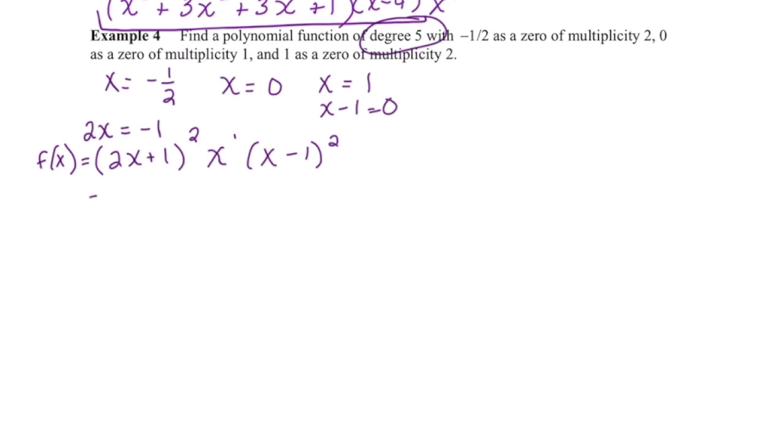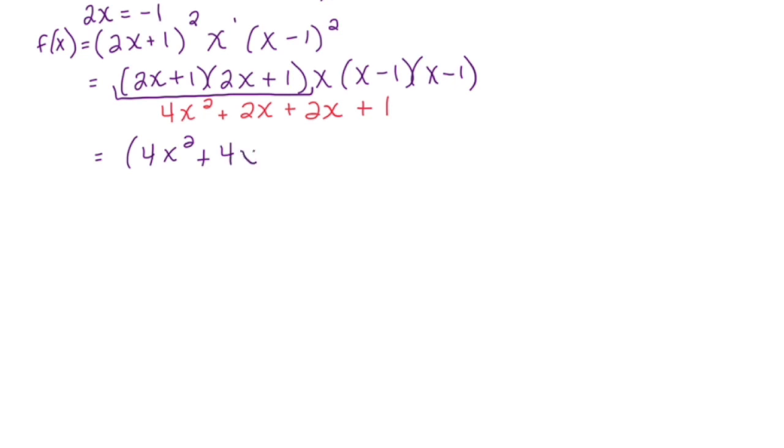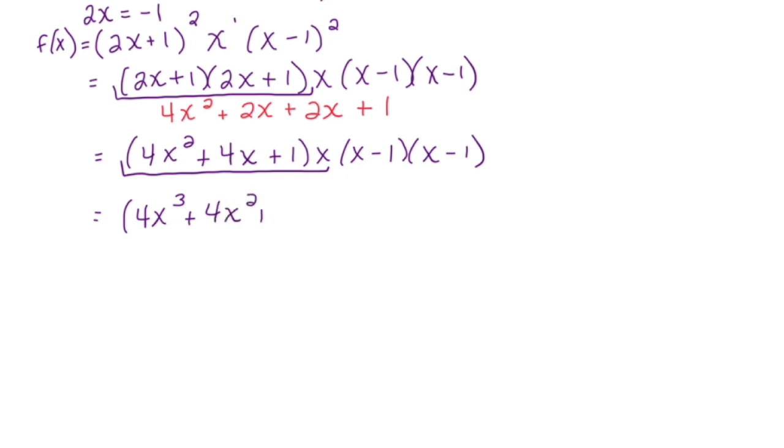To expand this a little bit more, I know this is going to be (2x plus 1) times (2x plus 1) times x times (x minus 1) times (x minus 1). None of these are conjugates of each other, so I'm just going to work left to right. I'm going to start by taking 2x plus 1 times 2x plus 1. This gives us 4x squared plus 2x plus 2x plus 1. Simplified, we have (4x squared plus 4x plus 1) times (x minus 1) times (x minus 1). Just going to do the next one here. This will give us (4x cubed plus 4x squared plus x) times (x minus 1) times (x minus 1).